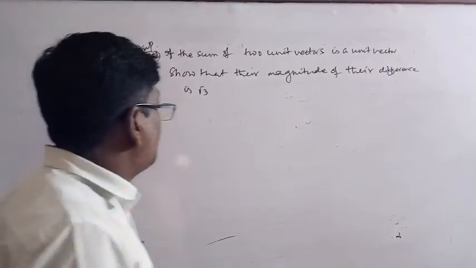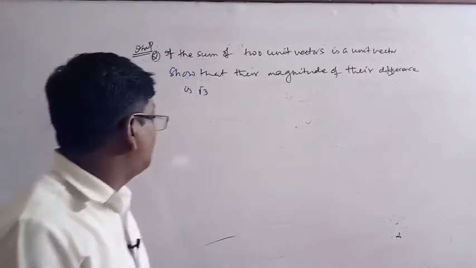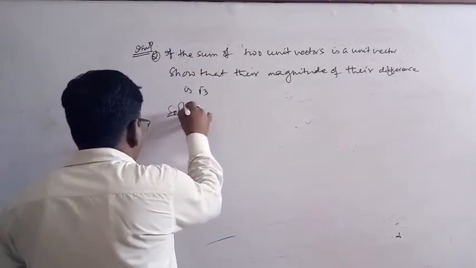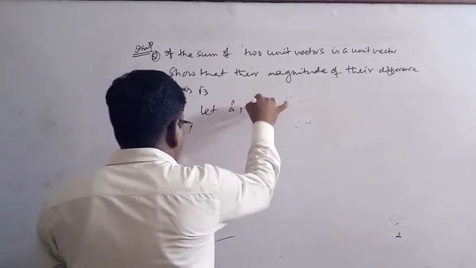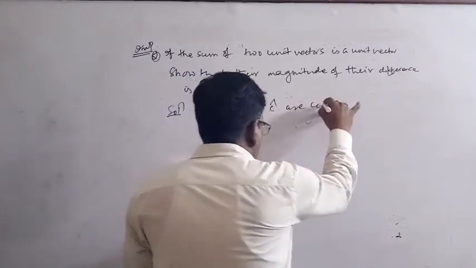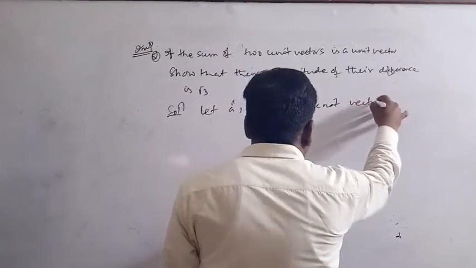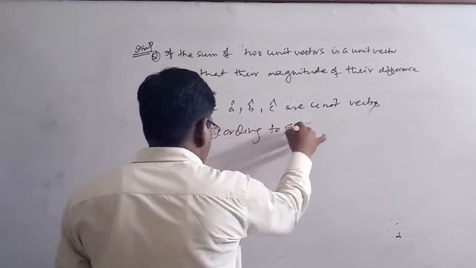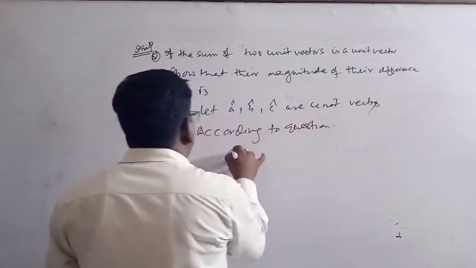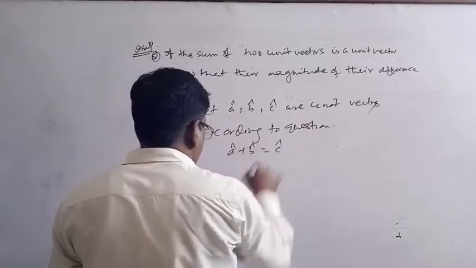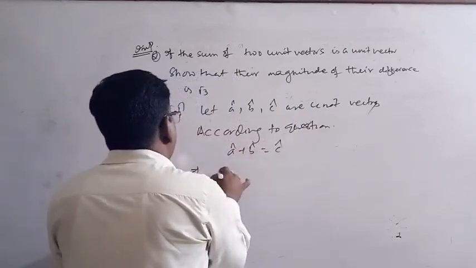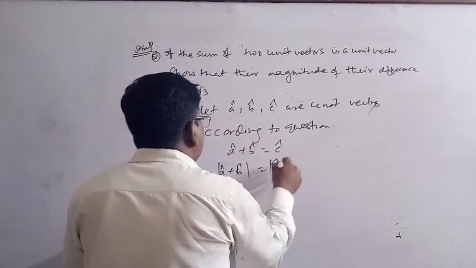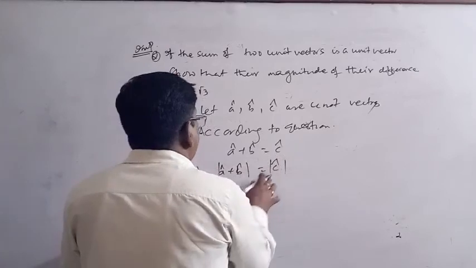Now another question: if the sum of two unit vectors is a unit vector, then show that the magnitude of the difference is √3. Solution: let a cap, b cap and c cap be unit vectors. According to the question, a cap plus b cap is equal to c cap. So the magnitude of a cap plus b cap is equal to the magnitude of c cap, which is 1.